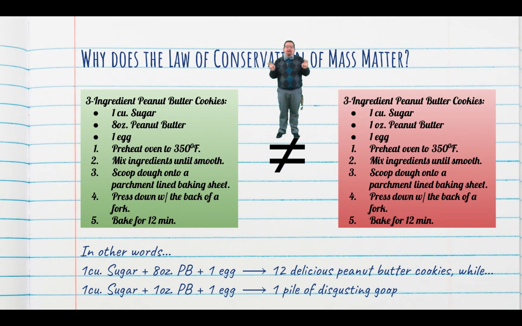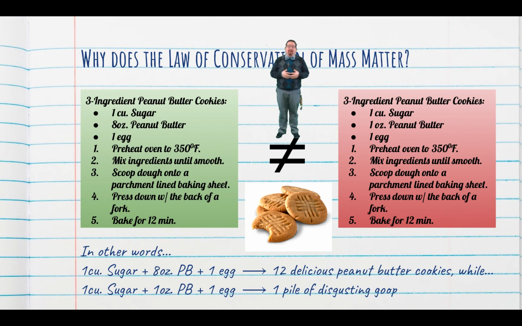If this equation were unbalanced, say we just said 1 all the way across, it wouldn't work quite the same way. 1 cup of sugar, 1 ounce of peanut butter, and 1 egg combines together to make one pile of disgusting goop, not 12 tasty peanut butter cookies.